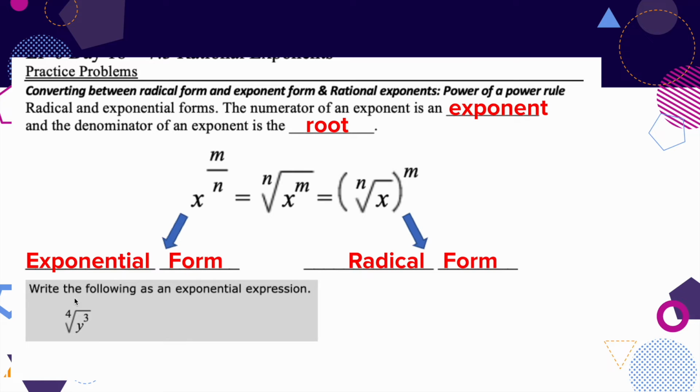So with the first question here, it says, write the following as an exponential expression. So we have the radical, I can see the radical sign, so I know it's in radical form. It wants me to convert it back this way. So with this one, I just simply need to take into account, here's my exponent, here's my root, and I'm going to write my fraction. Exponent on top, root on the bottom. And that's it. I just converted it that quickly.